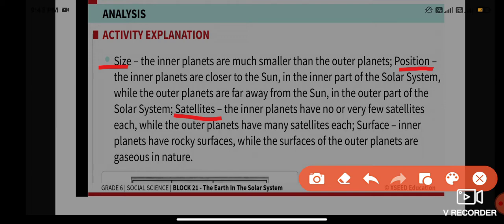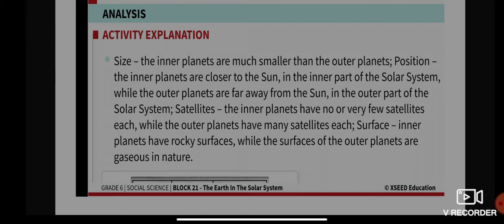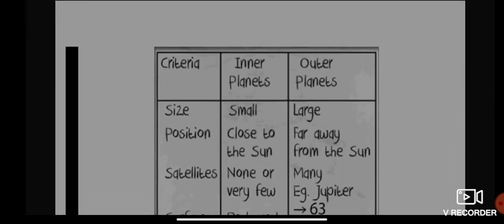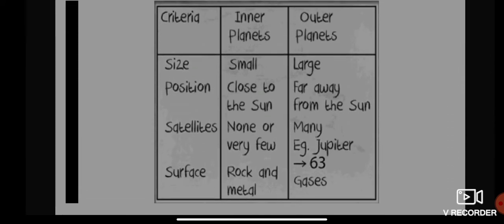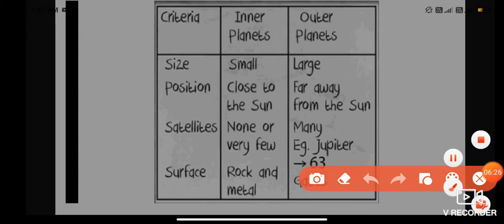Okay, surface, point number four. The inner planets have a rocky surface, while the surfaces of the outer planets are gaseous in nature. So these are the four differences that you will find between the inner and the outer planets. Am I clear? So see, this is the criteria.